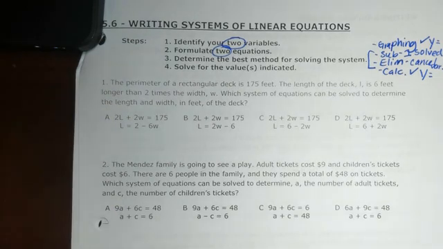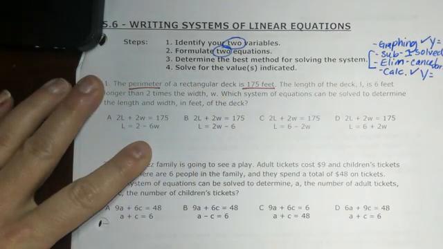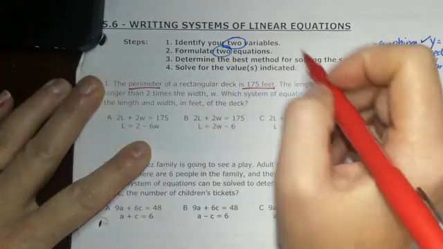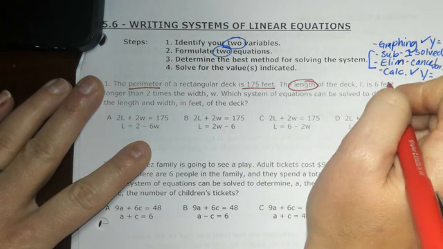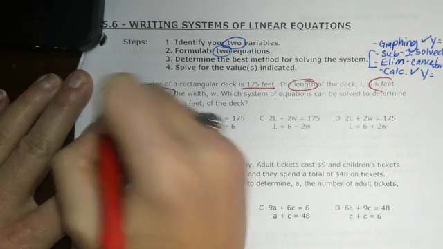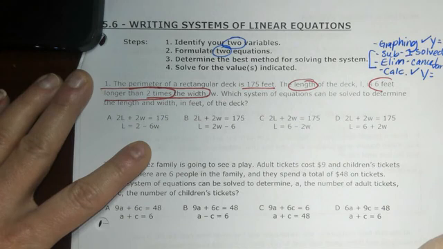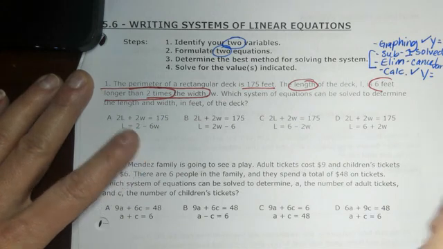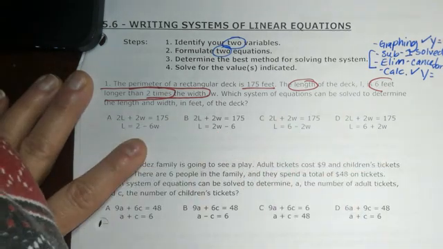All right, let's look at number 1. The perimeter of a rectangular deck is 175 feet. The length of the deck, which they're calling L, is 6 feet longer than 2 times the width. Which system of equations can be used to determine the length and width, in feet, of the deck? We're just setting them up right now. We're not actually solving for x and y. We're just setting them up.